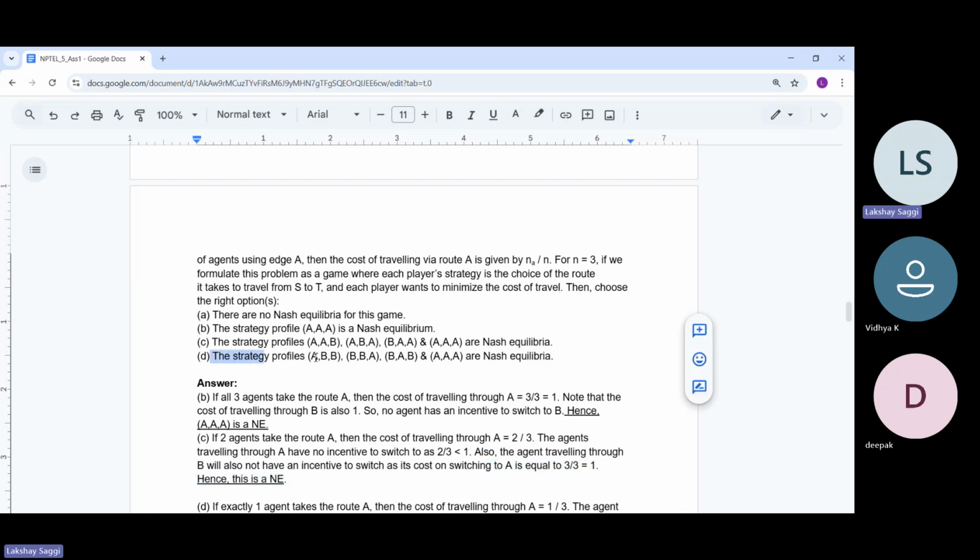Okay, and now maybe we can move on to the D part. The D part says that the strategy profiles ABB, BBA, BAB.